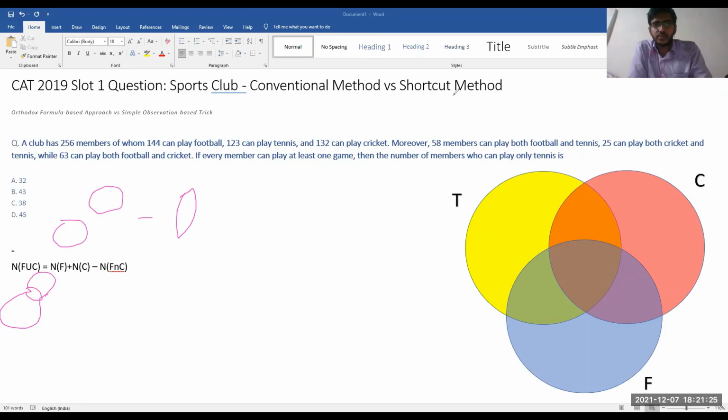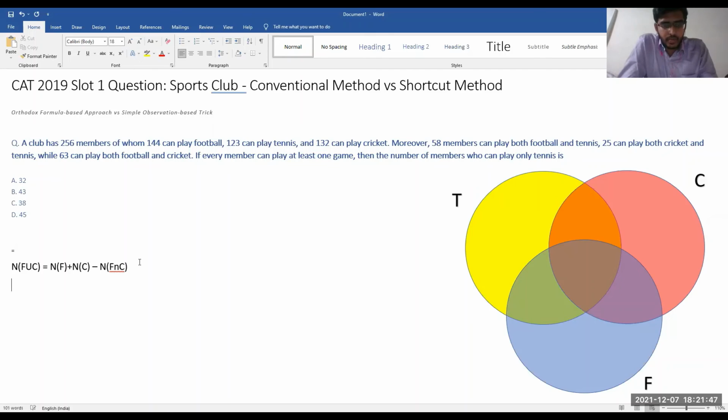So this is what I'm going to do. See, this is the shortcut method. Look at the number of steps and the number of data that I'm using. I'm using one data, F union C. What is F union C? F union C is the number of players who play football or cricket. Now I don't know this, so this is equal to n of F plus n of C minus n of F intersection C.